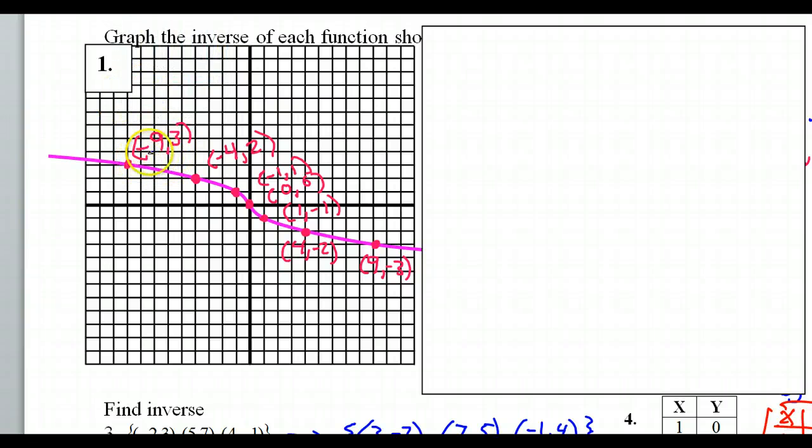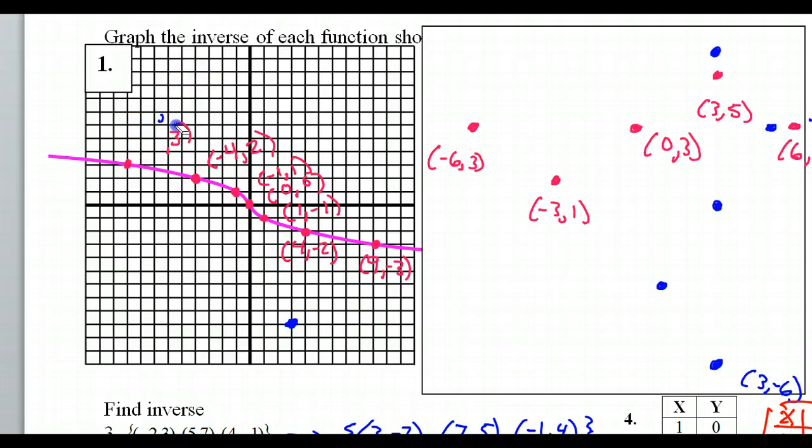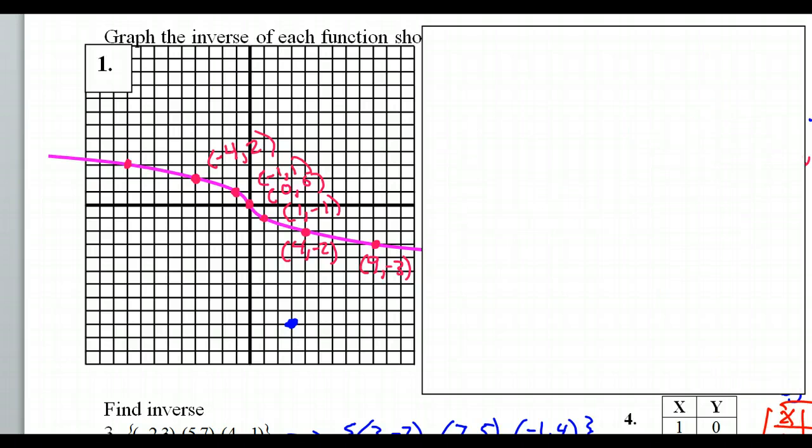So looking at this first point, -9, 3, the inverse of that point would be the point 3, -9. Let's see where that is. So 3, -9 would be right here. Let's look at the next one. Let's clean this up as we go. All right, looking at -4, 2. The inverse of that would be 2, -4. Okay, so 2, -4 would be right here.